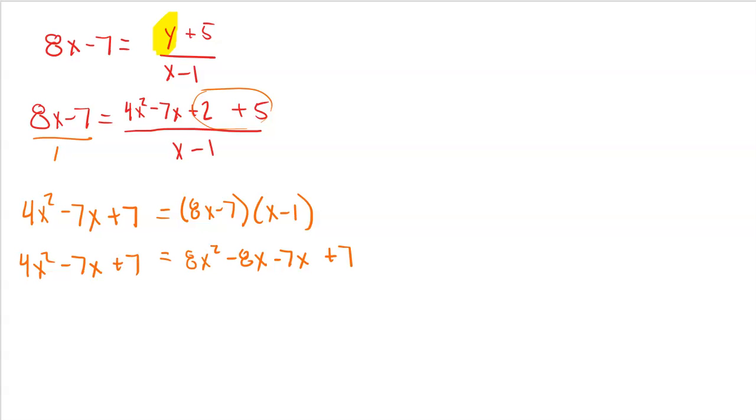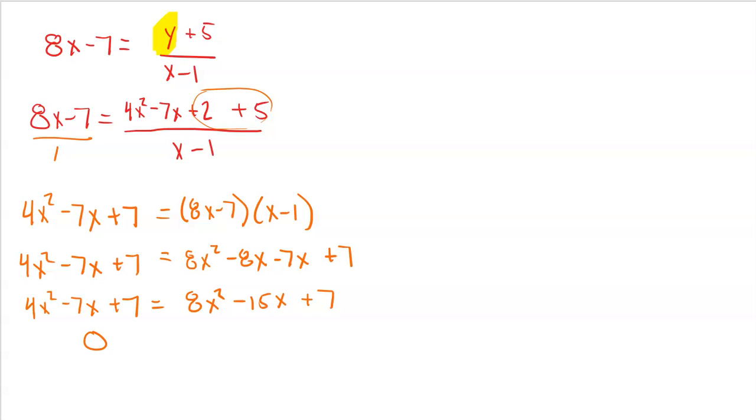And now I'm going to combine all of my like terms. So I got 4x squared minus 7x plus 7 equals 8x squared minus 15x, when I combine the negative 8x and negative 7x, plus 7. Now I clearly have a quadratic, so I'm going to move everything to the right-hand side.